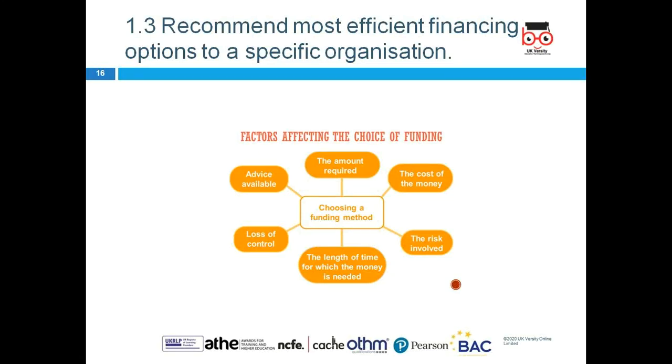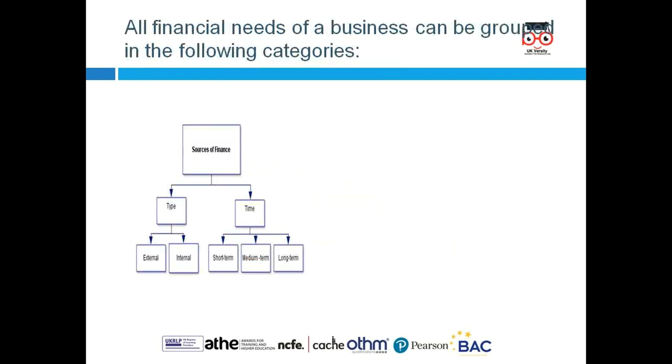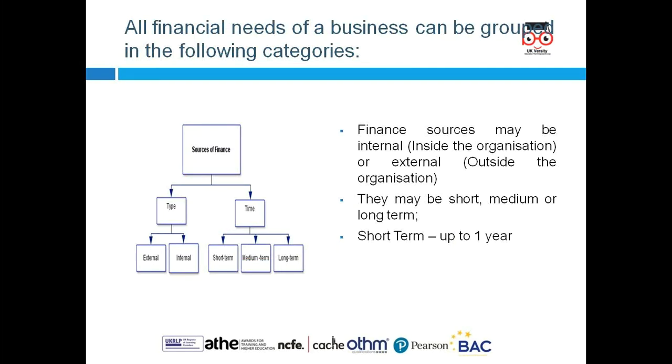All these we need to look around. Okay, next we're looking at recommending the most efficient financing. So first you need to look at the factors in the choice of funding: the amount you require, the advice available, loss of control, the length of time, the cost of the money, and the risk involved. Then we can look at sources of finance, which can be internal and external.